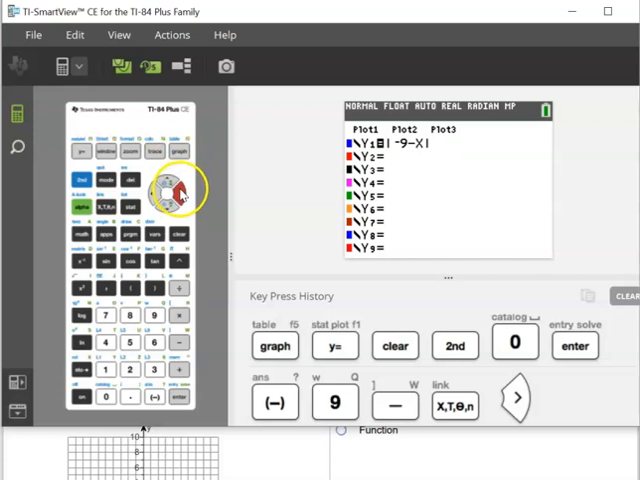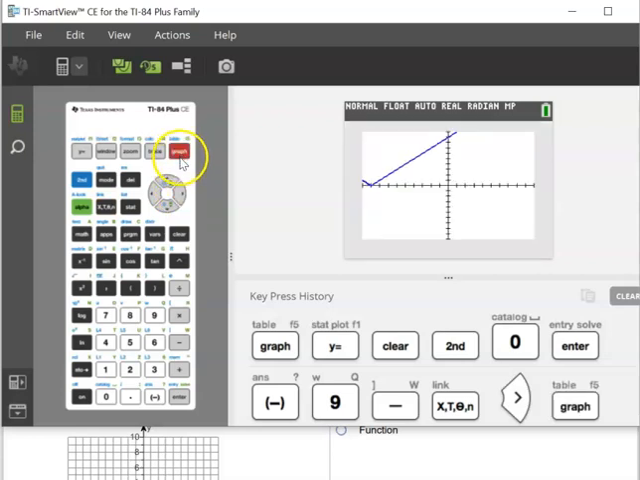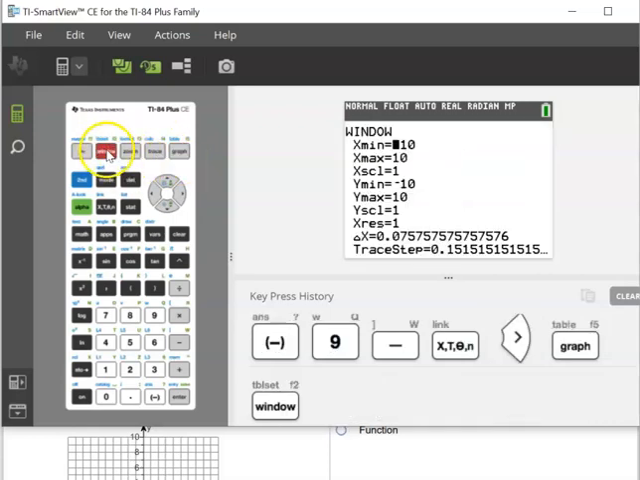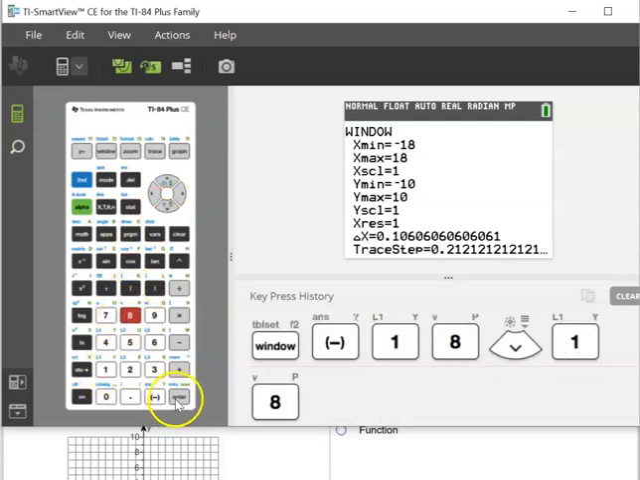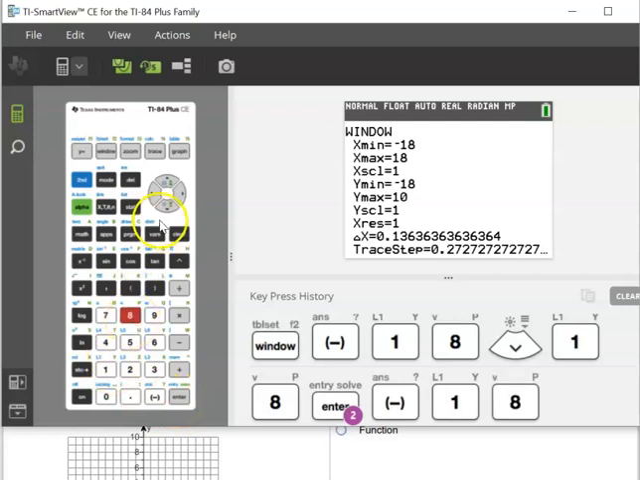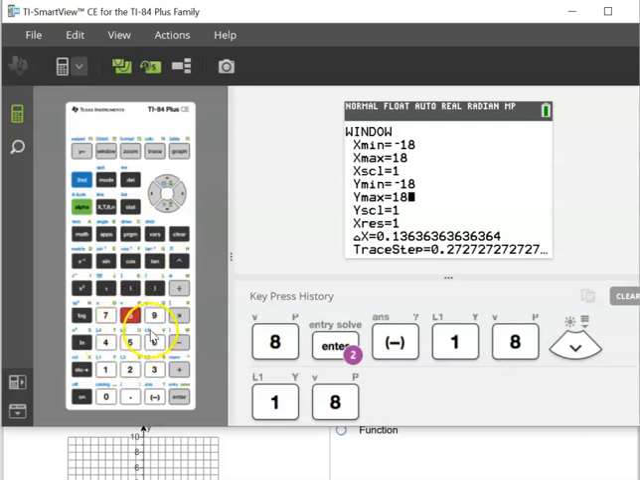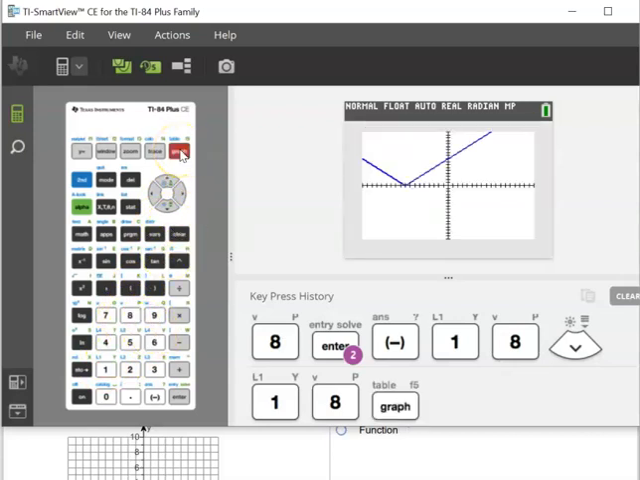And so that's all I need. I'm going to arrow over. I can go ahead and look at the graph if I want to. And you'll notice that this one's a little bit different than what's on your screen. So I could go to my window and mess with my x minimum, make it -18, x maximum, +18, y minimum, -18, y maximum, +18. And then my graph will look a lot more like it does on the choices.